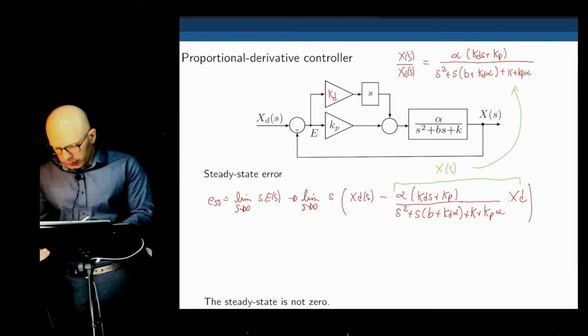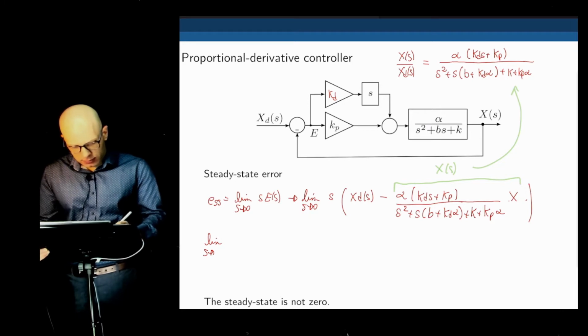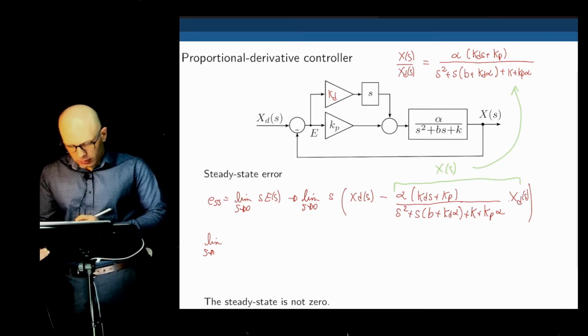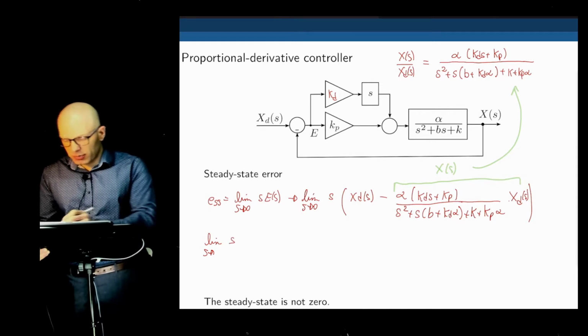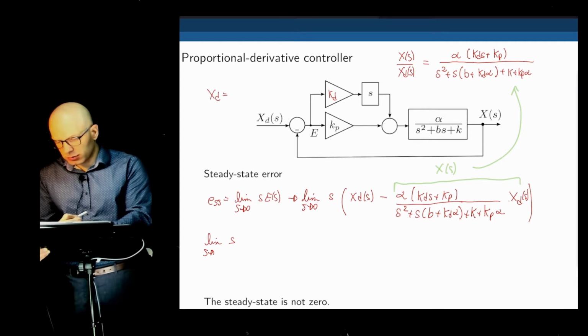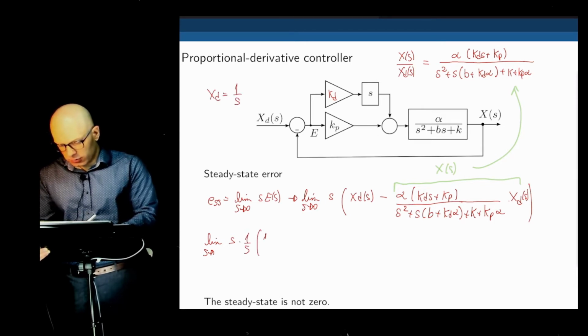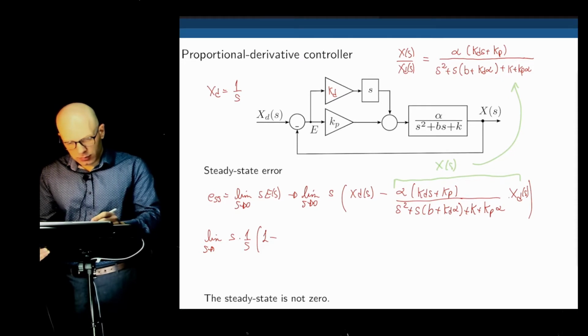We can factor out xd of s, which is the desired input. So it gives s times xd. Let's assume a step input, so xd equals 1 over s. And this becomes 1 minus this whole thing.